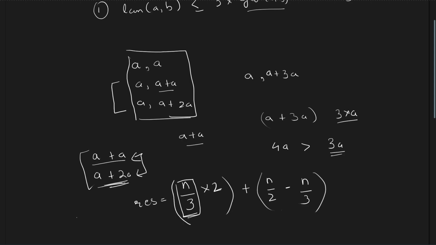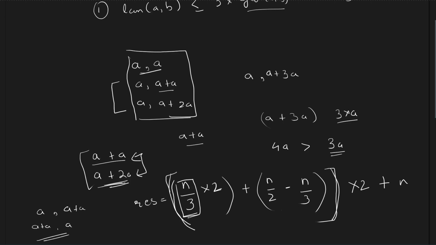And if you observe carefully, if we have A comma A plus A, then A plus A comma A is also possible. So we will multiply this particular part by 2 and then finally add n, because the pair A comma A is possible, and I didn't include it inside this bracket because even if I swap these, it will still be A comma A. So I have to add it separately in the result.